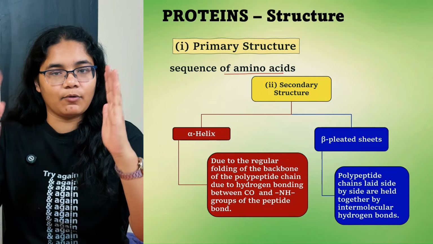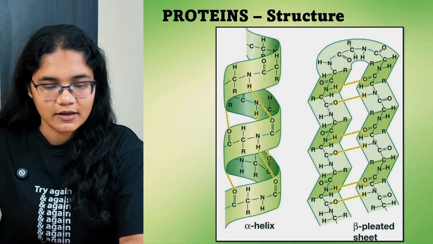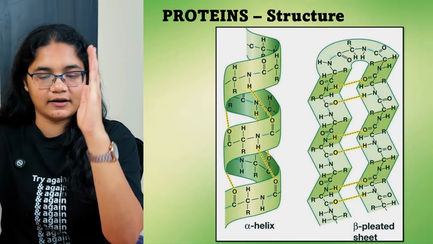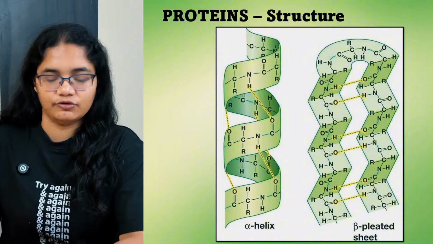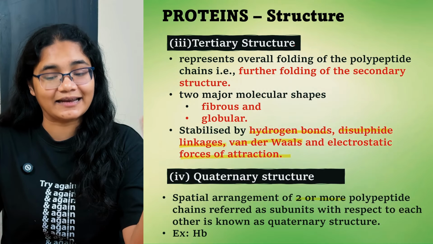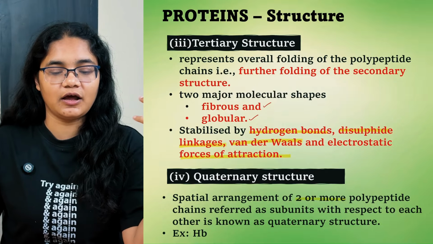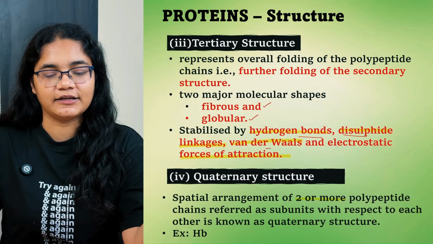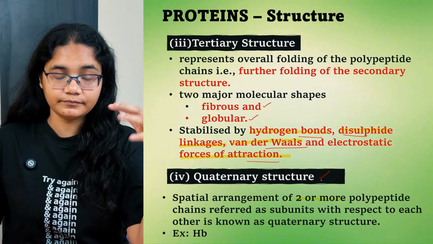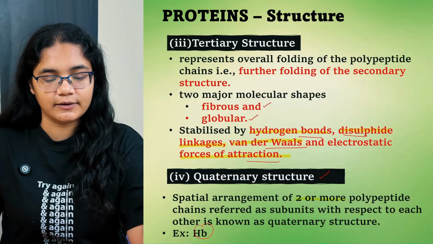But in the beta pleated sheet, the polypeptide chains run parallel to each other and are held together by intermolecular hydrogen bonds. You can see here this hydrogen bond is there in the coiling of a polypeptide chain. And here you can see they are running side by side and there is intermolecular hydrogen bonding. Now comes the tertiary structure. In tertiary structure, there's overall folding of the secondary structure, and they exist in two major shapes, that is fibrous and globular. The tertiary structures are stabilized by hydrogen bonds, disulfide linkages, van der Waals and electrostatic forces of attraction. Now the quaternary structure is the further folding of the tertiary structure. Example here is hemoglobin.